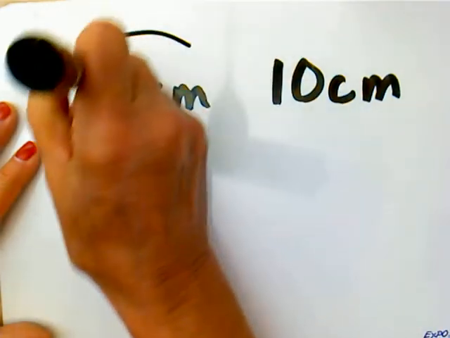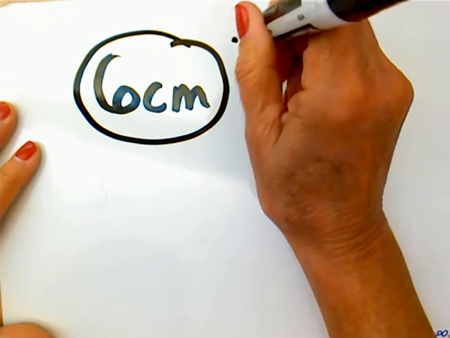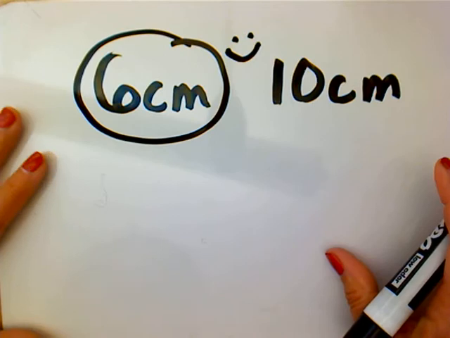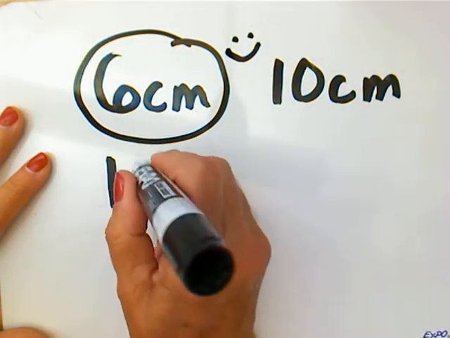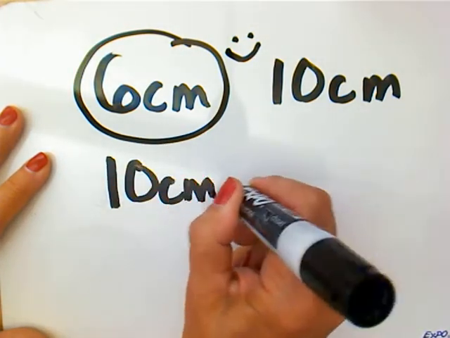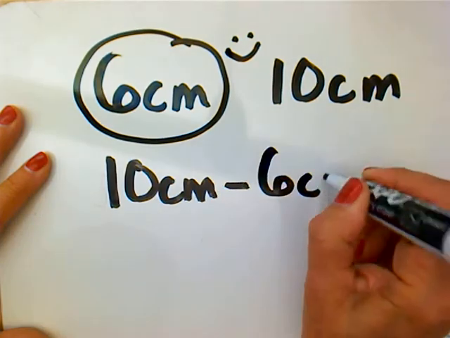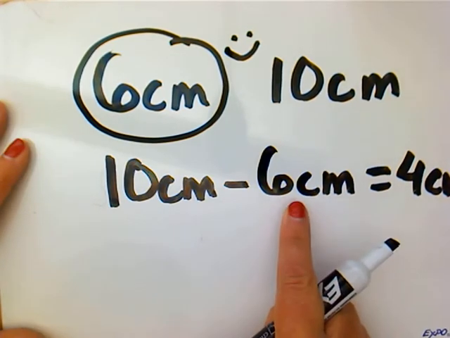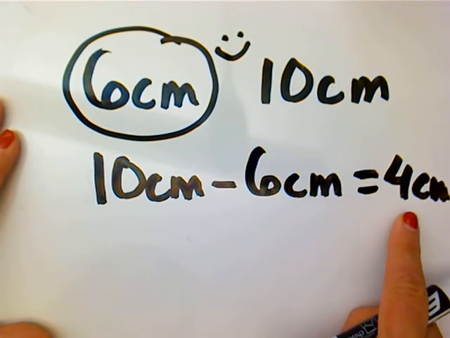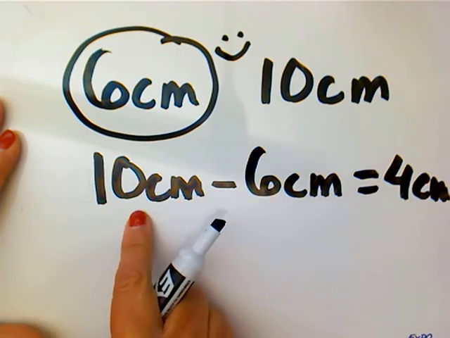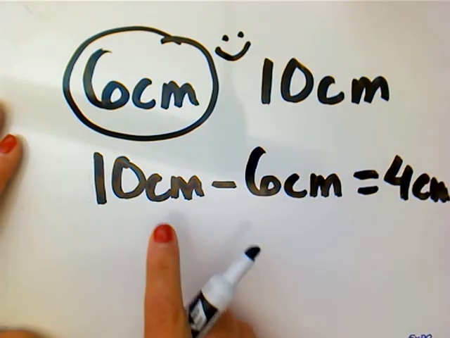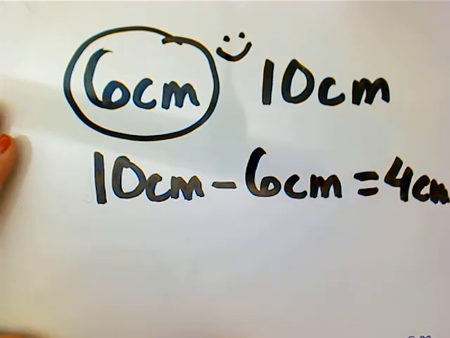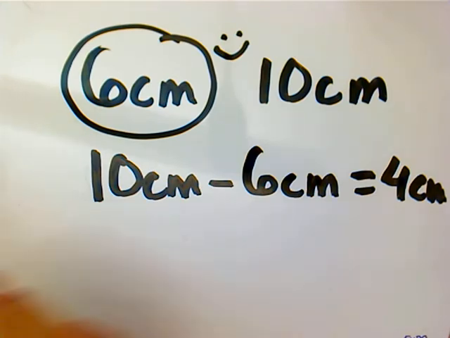If you said that 6 centimeters is shorter, you are absolutely correct. How can we figure that out? Well, we can do a number sentence to help us. We can say that 10 centimeters take away 6 centimeters gives us 4 centimeters. So 6 centimeters is 4 centimeters shorter than 10 centimeters, or I could say that 10 centimeters is 4 centimeters longer than 6 centimeters.